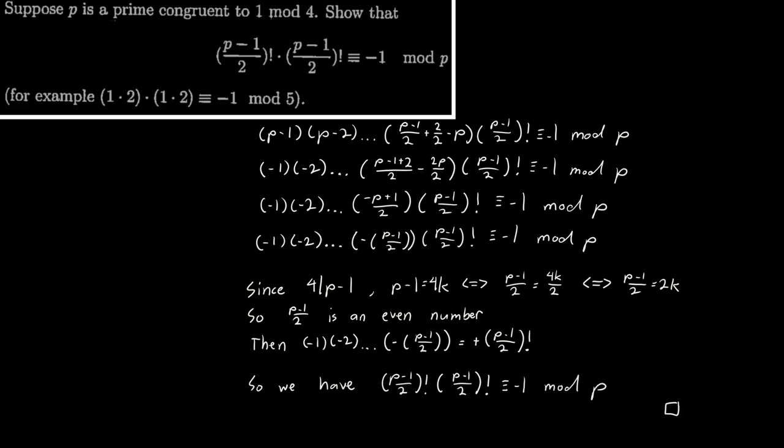And just a side note, if we were to suppose instead that p is a prime congruent to 3 mod 4, then we'd have sort of the inverse. We'd have ((p-1)/2)! times ((p-1)/2)! would be congruent to 1 mod p, because at the end here, we would have (p-1)/2 being an odd amount of numbers between 1 and (p-1)/2. So that would actually multiply out to -((p-1)/2)!. And we can multiply both sides of the congruence by -1.